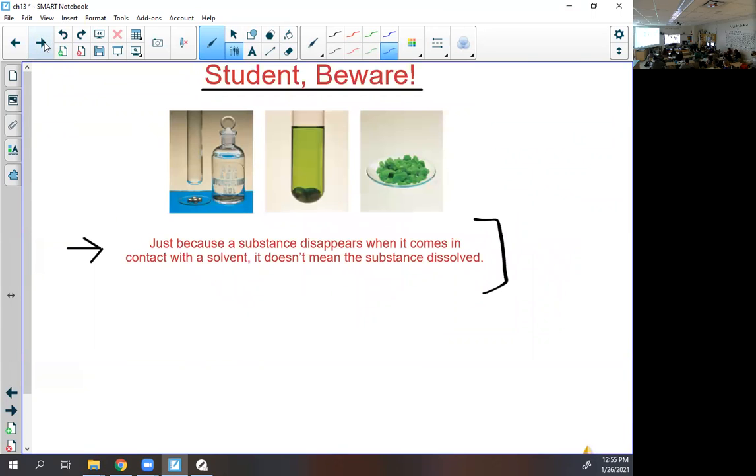All right, now, student beware. You should know this. This should be a can-you-pass-AP-chemistry thing. Just because a substance disappears when it comes in contact with a solvent doesn't mean the substance dissolved. It could have reacted. I don't remember what's in here. It's probably iron. So if we take concentrated acid and we add iron, a reaction is going to happen and these will disappear.